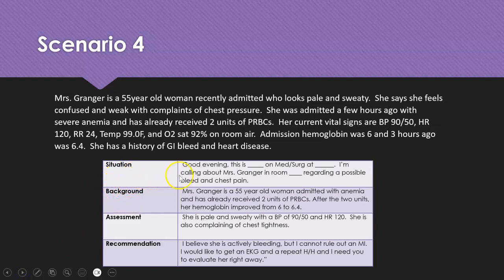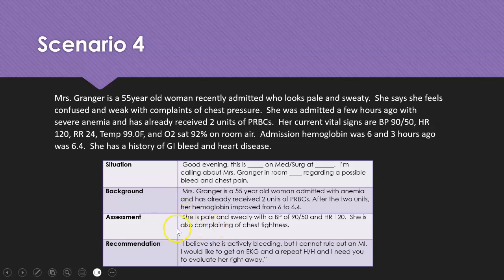Okay, the situation. And then you call. Good evening. This is X nurse on med surge at X. I'm calling about Mrs. Granger in room this regarding a possible bleed and chest pain. Miss Granger is this age, with anemia. You gave the lab results, and she has received packed red blood cells. You told them everything about the background so that they got something to go on.